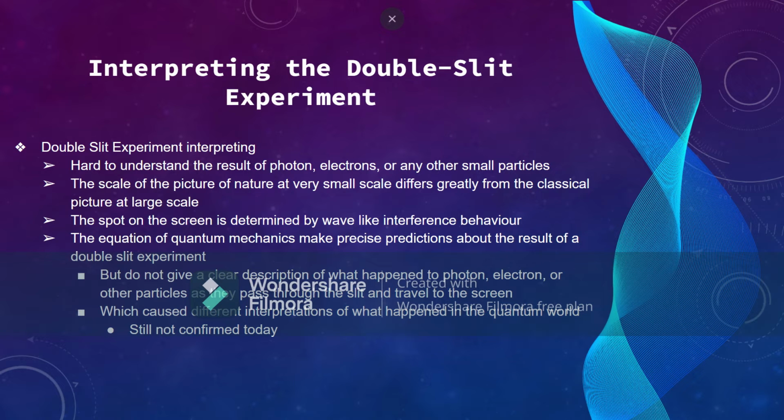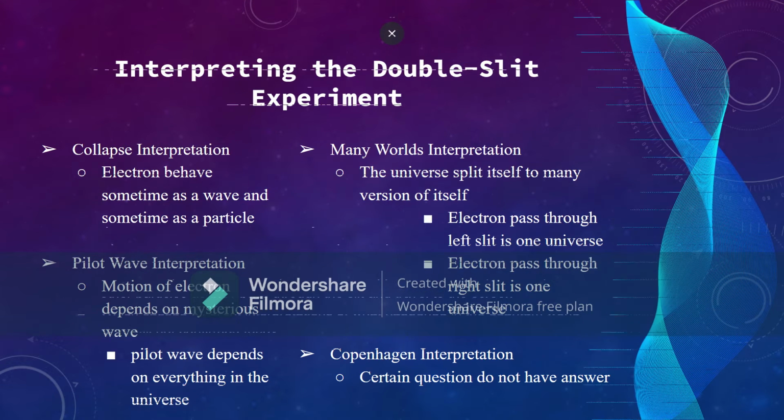The equations of quantum mechanics make precise predictions about the result of a double-slit experiment, but they do not provide a clear description of what happened to the photons, electrons, or other particles that pass through the slits and travel to the screen. And this has caused many different interpretations of what happens in the quantum world, which have still not been confirmed today. Interpreting the double-slit experiment, the first one that will be discussed is the collapse interpretation.